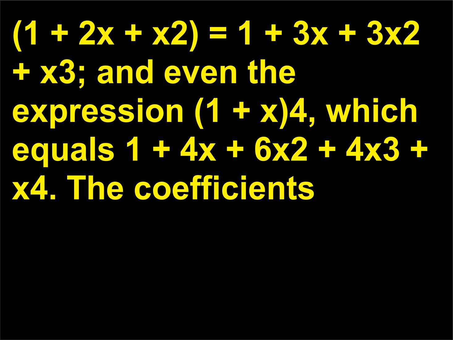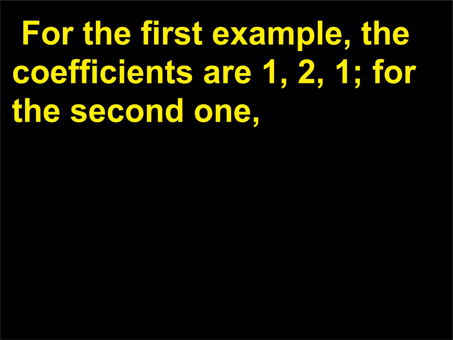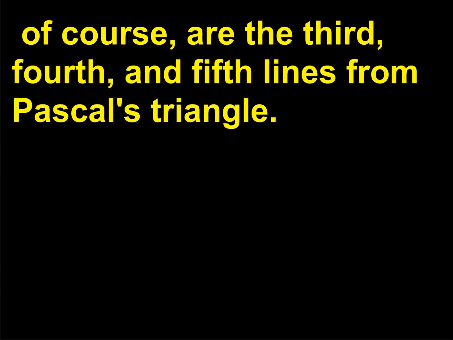The coefficients, the numbers in front of the x's, in the results are the connection. For the first example, the coefficients are 1, 2, 1, for the second one, 1, 3, 3, 1, and for the last expression, the coefficients are 1, 4, 6, 4, 1. These, of course, are the third, fourth, and fifth lines from Pascal's triangle.